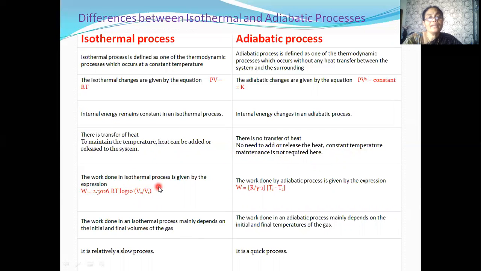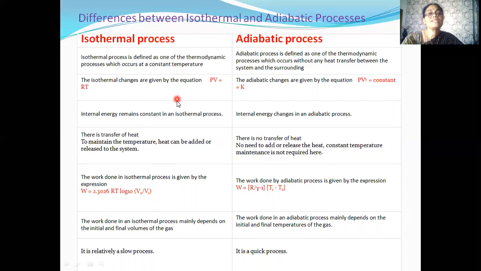The work done in an isothermal process is given by the expression W is equal to 2.303 RT log V2 by V1 to the base 10. The work done by an adiabatic process is given by the expression W is equal to R by gamma minus 1 into T1 minus T2. The work done in an isothermal process mainly depends upon the initial and final volumes of the gas. The work done in the adiabatic process mainly depends upon the initial and final temperatures of the gas. Isothermal is a relatively slow process. Adiabatic is relatively a quick process.